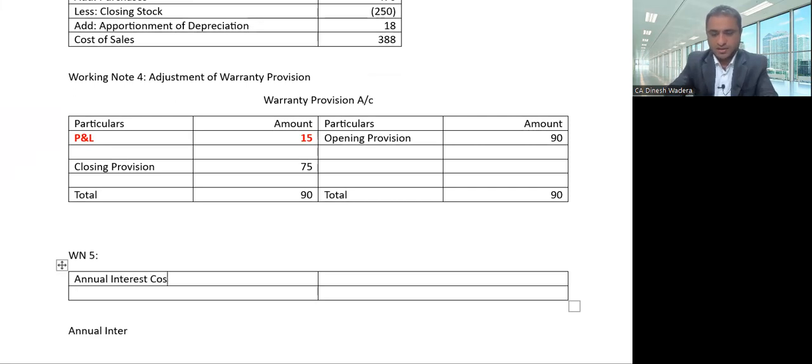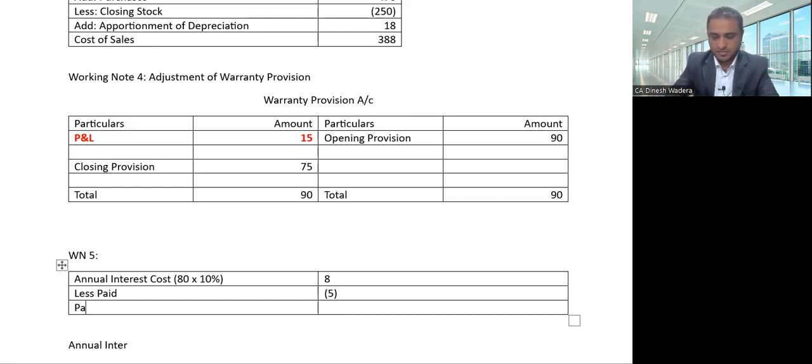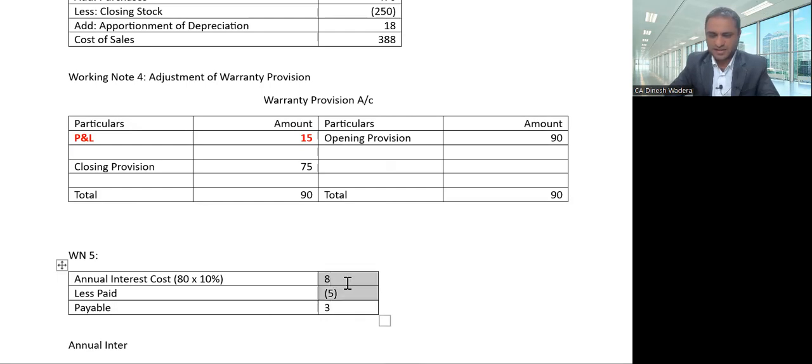Annual interest cost. How will you calculate? 80,000 multiplied by 10%. Your borrowing is 80,000, annual rate is 10%, which comes to 8. Less paid given in trial balance 5. So payable will come to 3. Keep all these workings handy, and everything matters. If you miss even a single adjustment, it is not like they will mark your answer as a wrong one, but it is not a perfect one, so you won't get the full marks.